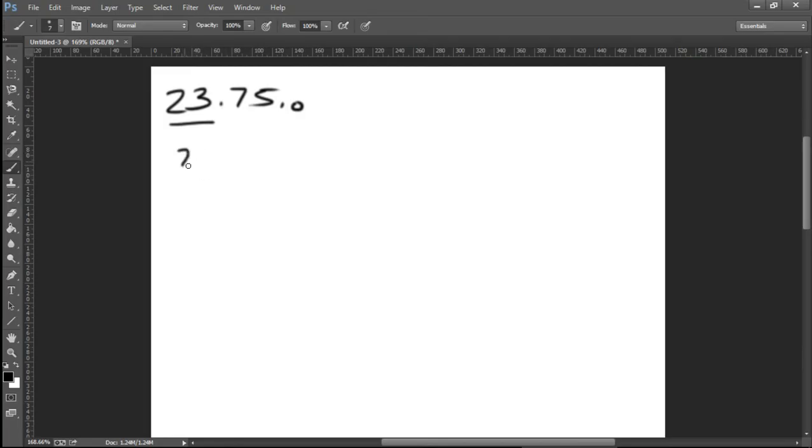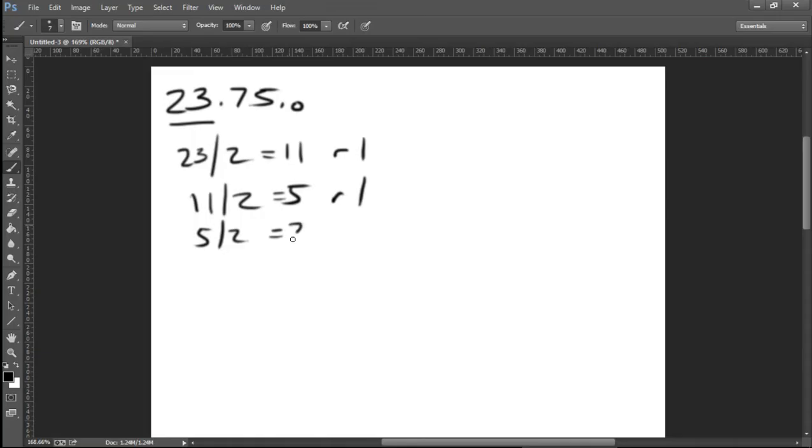We're just going to take the number and divide it by 2. We're going to get the whole value and a remainder, and we're going to keep going until this whole value becomes a 0. So 11 divided by 2 equals 5, remainder 1. 5 divided by 2 equals 2, remainder 1. 2 divided by 2 equals 1, remainder 0. 1 divided by 2 equals 0, remainder 1. So this is where we stop when we hit this 0.